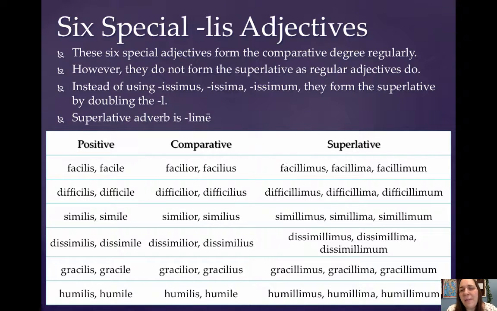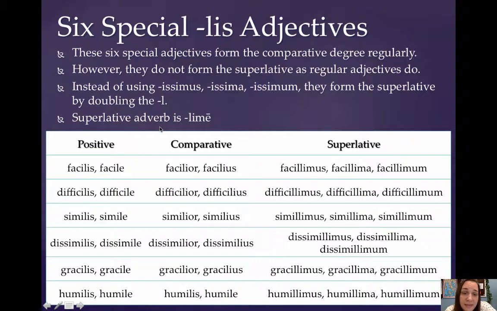Now, there are only 6 of these -lis adjectives that are going to form the superlative this way. These 6 special adjectives form their comparative degree regularly. However, they do not form the superlative regularly. Instead of adding -issimus, -issima, -issimum, they form the superlative by doubling their L. That's true of the adverb too. To form the superlative adverb, you double the L, and then you have that long E ending on there. The 6 adjectives that form their superlative this way are facilis, difficilis, similis, dissimilis, gracilis, and humilis.